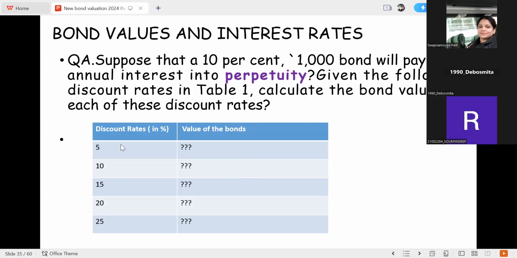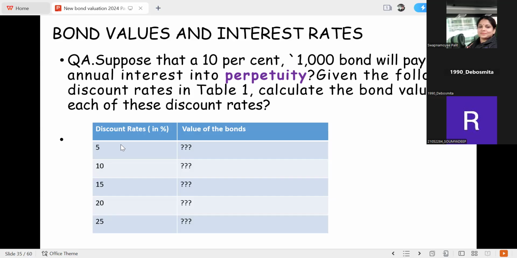There is no maturity period, remember, because it is a perpetuity. So your formula is simply your dividend divided by the rate of interest. How much is 100 divided by 5?